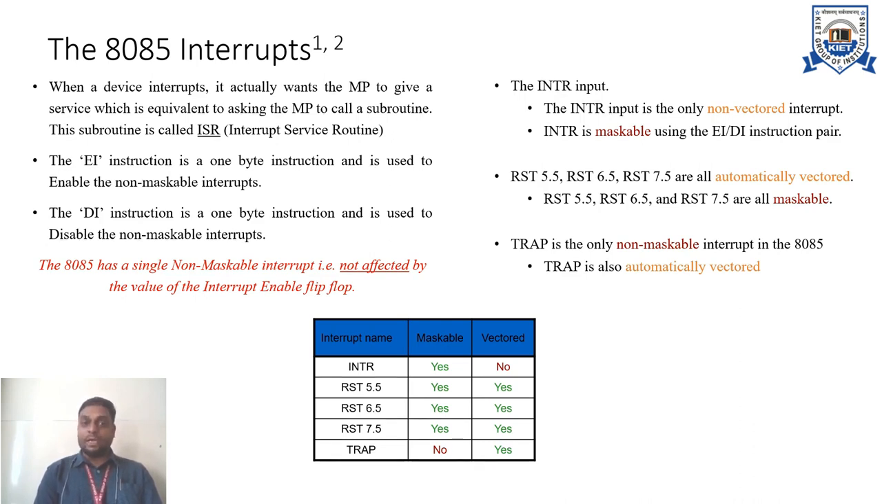To enable the interrupt, the EI instruction is there. The EI instruction is used to enable the interrupt. The DI instruction is used to disable the interrupt. Enabling and disabling the interrupts is possible in case of maskable interrupts.